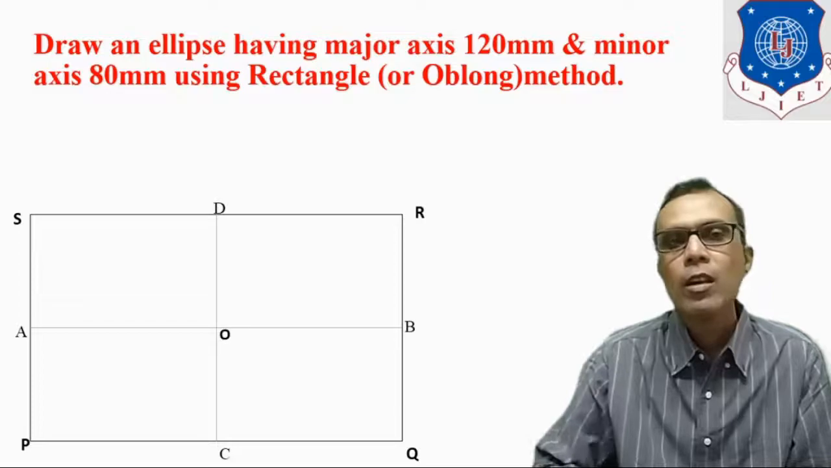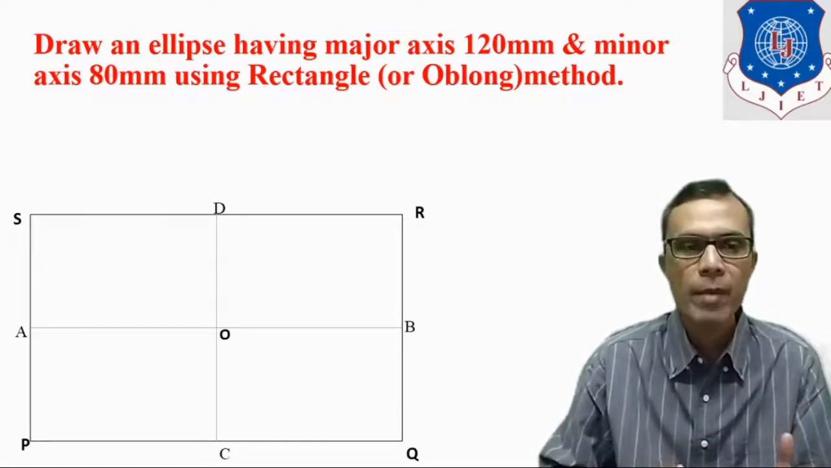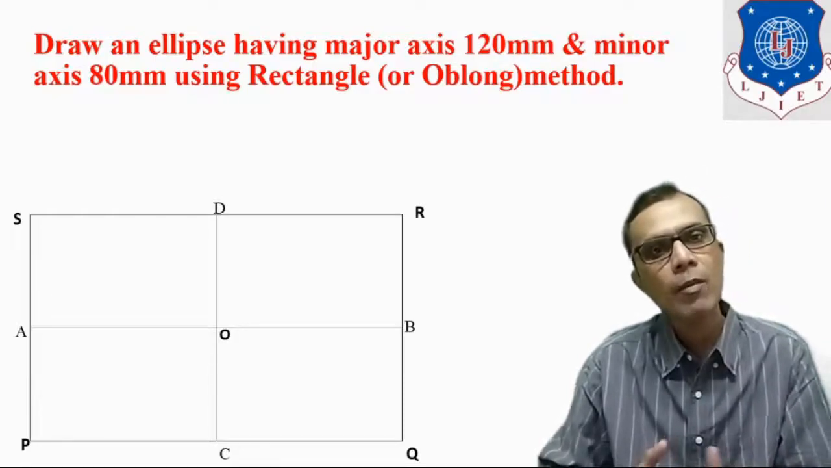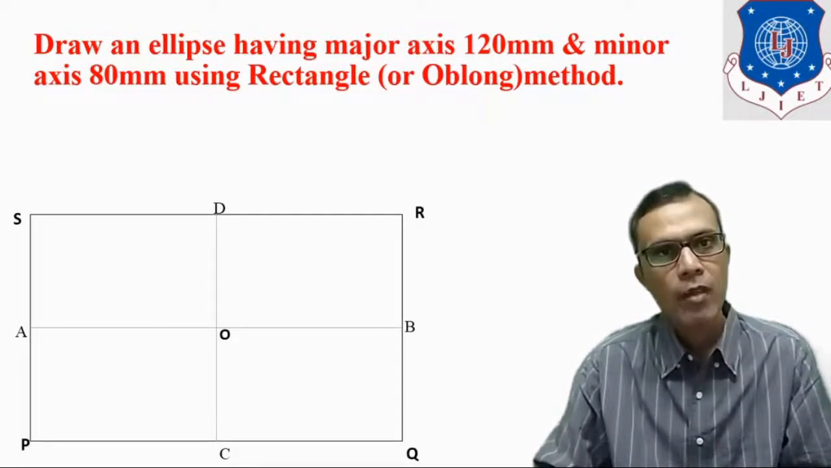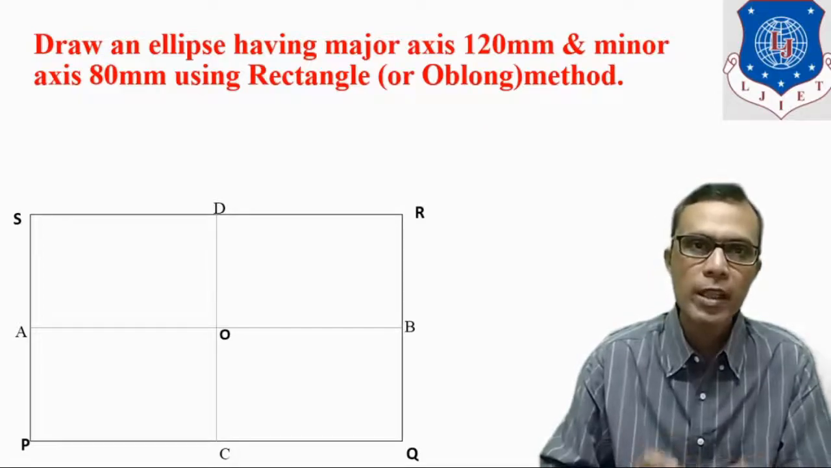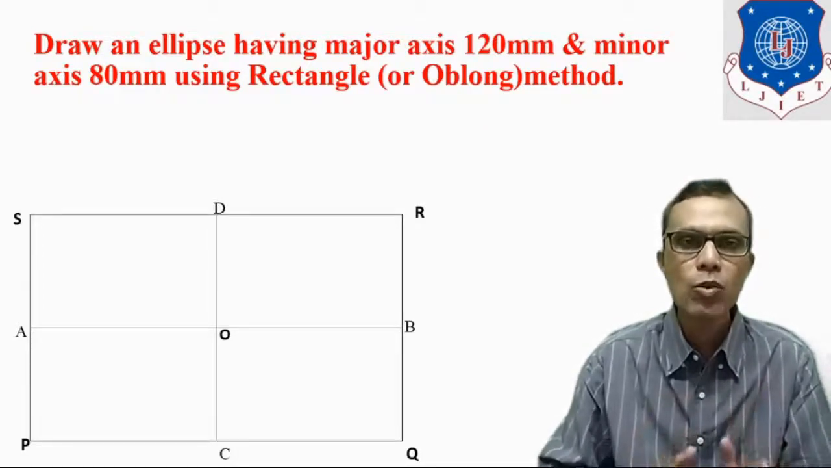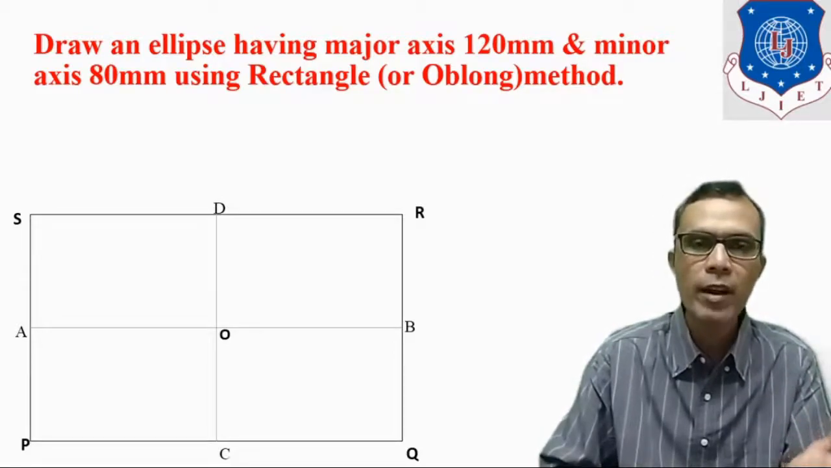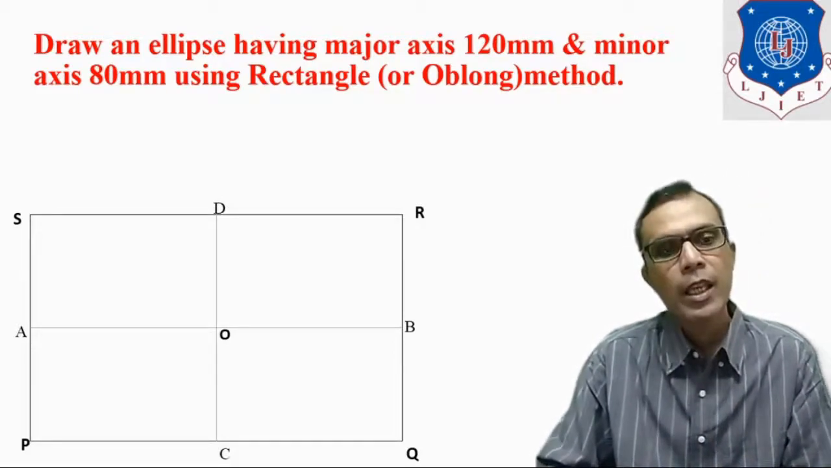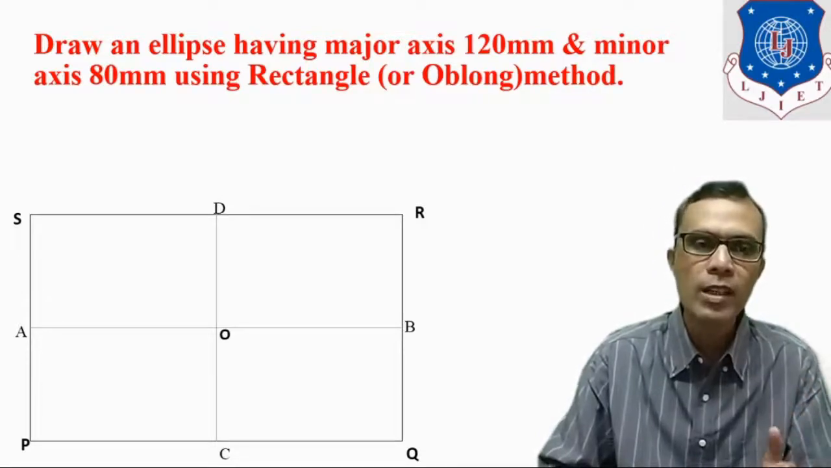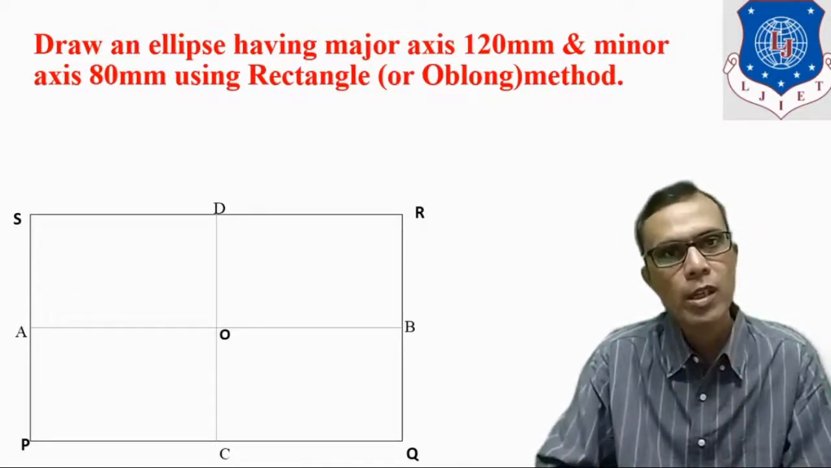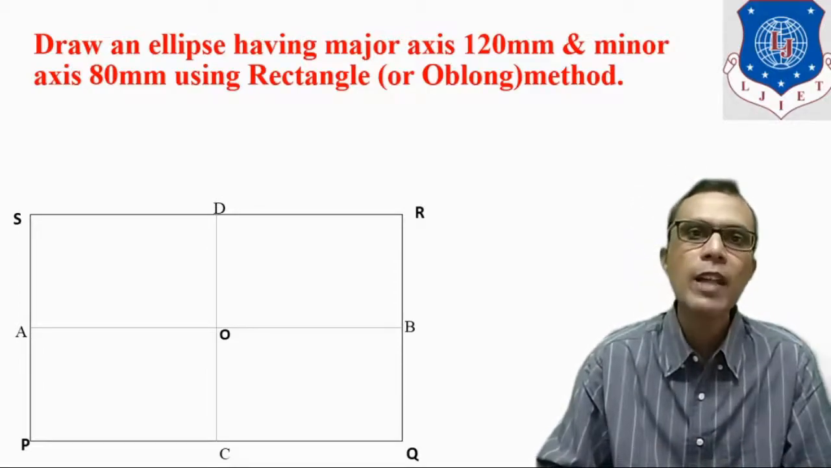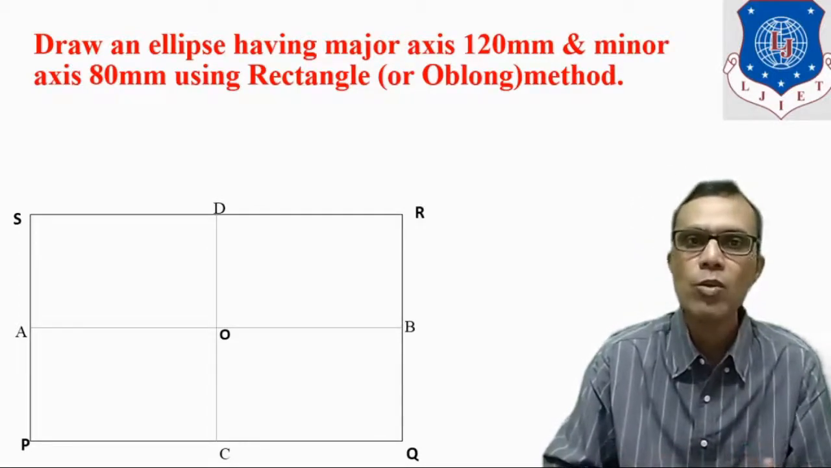Now we have to consider the AS segment and the AO segment, that is half of the minor axis and half of the major axis. We have to divide both of these segments into a number of equal divisions. If I divide AS into 3 parts, then I have to divide AO also into 3 parts. If I divide AS into 4 parts, then I have to divide AO also into 4 equal divisions. It depends on the given dimension how many parts we have to make.